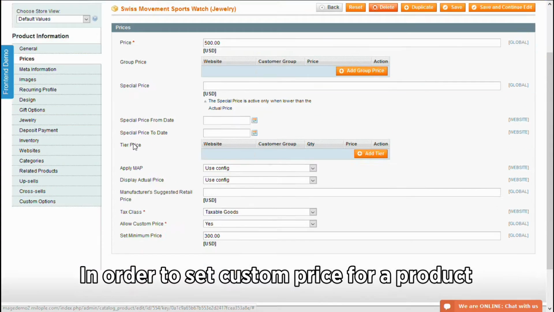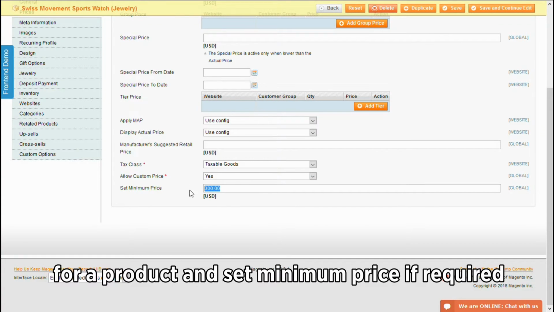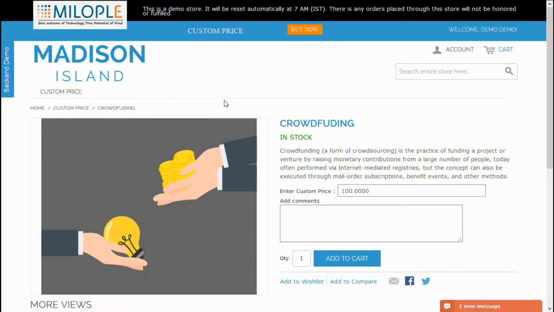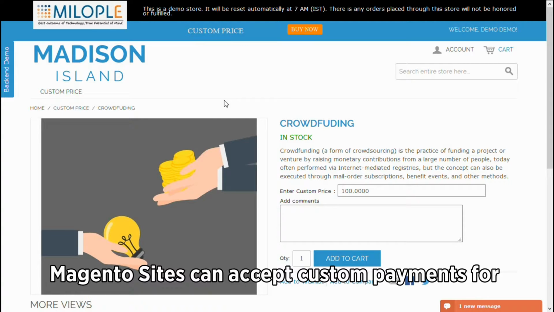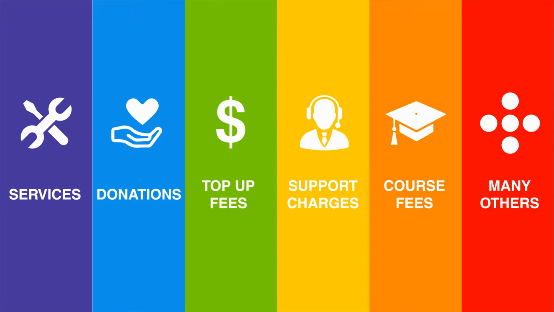In order to set custom price for a product, just set custom price to yes for a product and set minimum price if required. Magento sites can accept custom payments for services, donations, top-up fees, support charges, course fees and others where predefined price is not feasible.